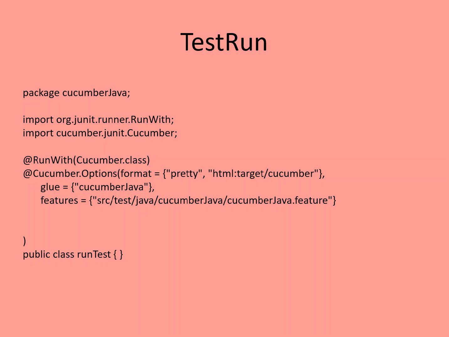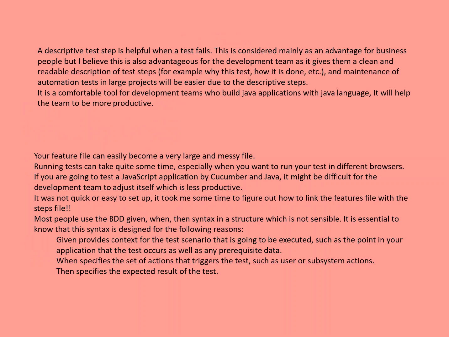If you want to run it with TestNG, then you have to do some modification. This is for JUnit. And then moving on to the last slide with some advantages and disadvantages. If you look at the feature file, it is very easy to understand what the functionality is going to do. And if you visit the step definition, then you will understand the method and all those things. It is very clean and a readable description of test steps. It's also a comfortable tool for development teams who build Java applications, and it makes them more productive.